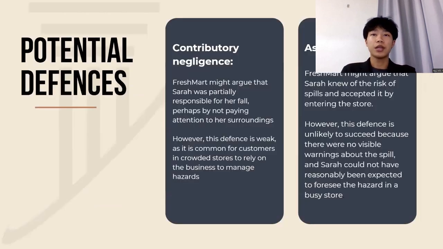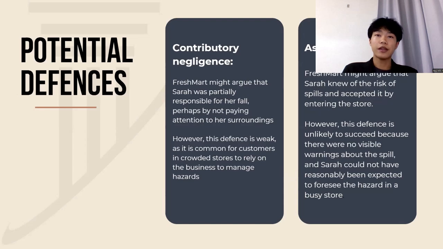Now, we turn to the potential defenses that Freshmart might raise. The first possible defense is contributory negligence, where Freshmart might argue that Sarah was partially responsible for her fall, perhaps by not paying attention to her surroundings. However, this defense is weak, as it is common for consumers in crowded stores to rely on the business to manage hazards. In fact, it is more likely that Freshmart's failure to address the spill, rather than Sarah's action, was the primary cause of the incident.